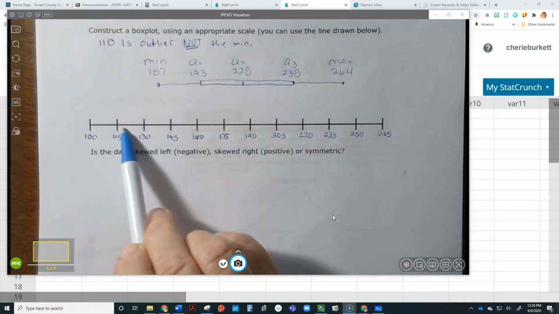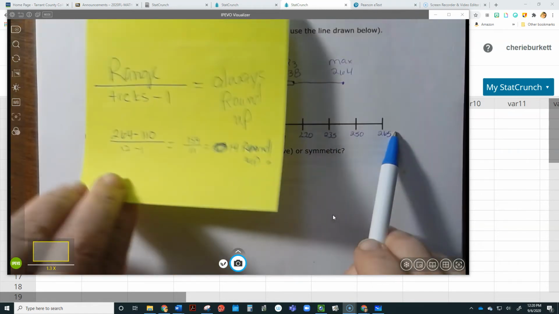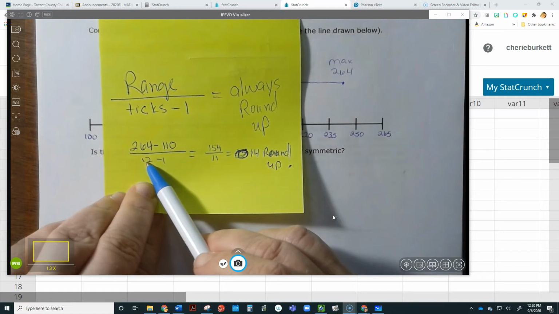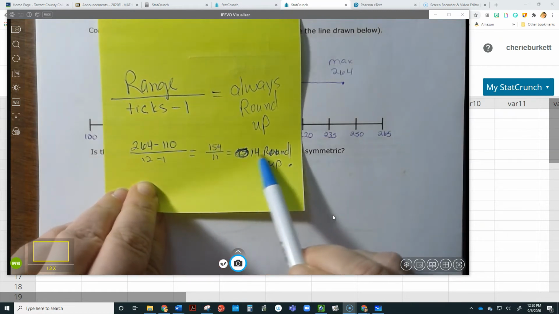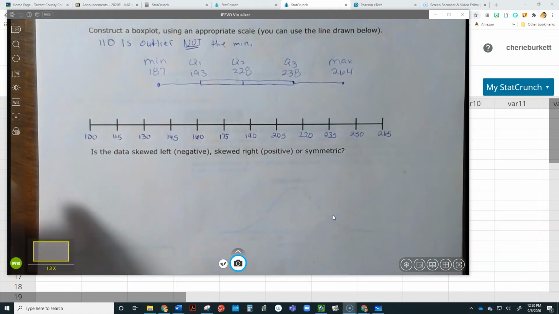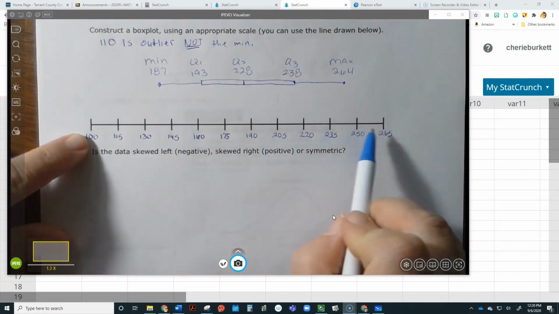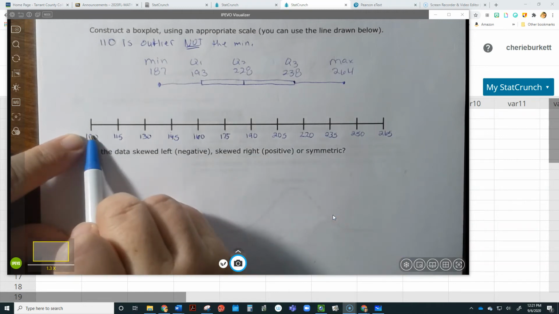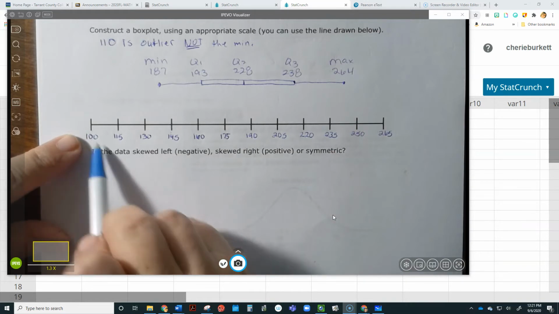I have 12 tick marks. That gave me 12 minus 1. Divide that 154 by 11, and then take your number and always round up. When you divide that by 11, you get 14. That's why I chose 15. I started it a little bit beyond because I knew I would have some extra room, but if you had started it right here at 110, then all of your numbers would fit by using 15.